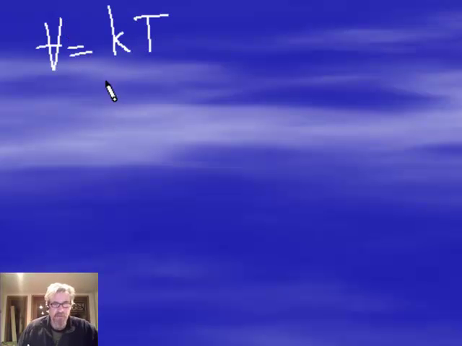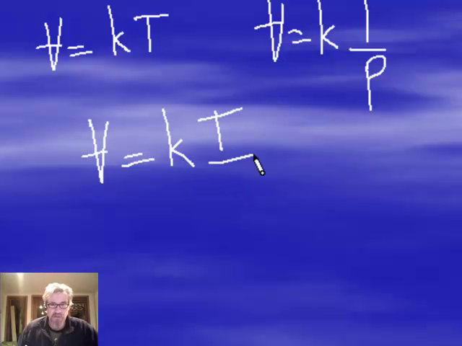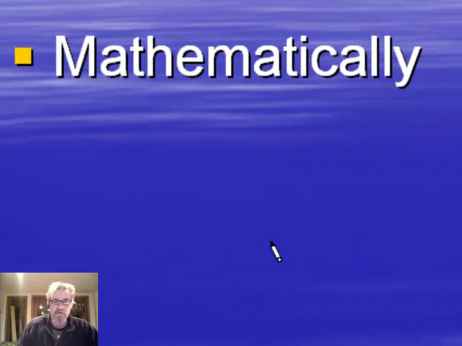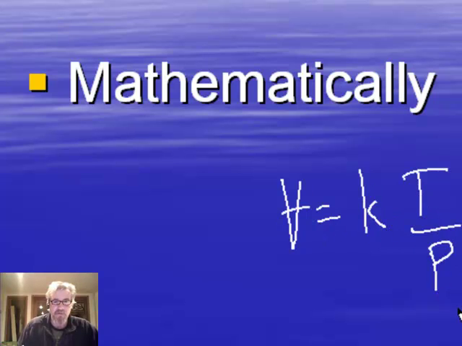Well, here's what we know so far. We know that volume is equal to a constant number times temperature. So when temperature goes up, volume goes up. We also know that volume is equal to a constant number times 1 over pressure. So when pressure goes up, volume goes down. So if we were to put these two relationships together, we should find that volume is equal to some different constant number times the ratio of temperature to pressure. So mathematically, we'll make this statement. Volume is equal to a constant number times the ratio of temperature to pressure.